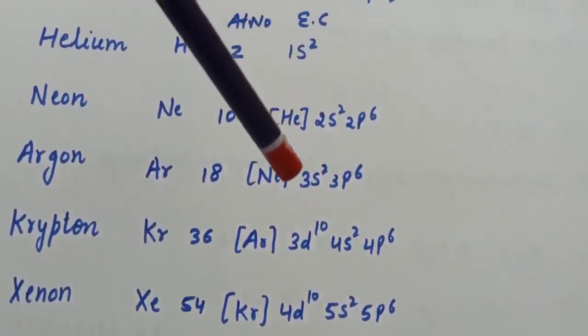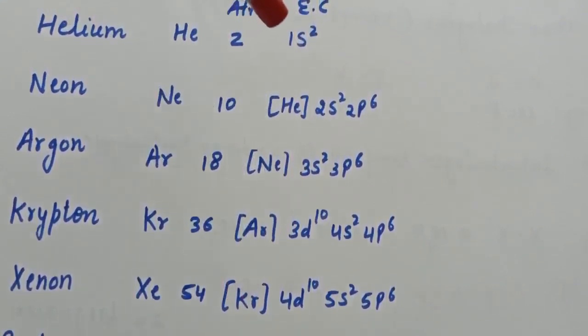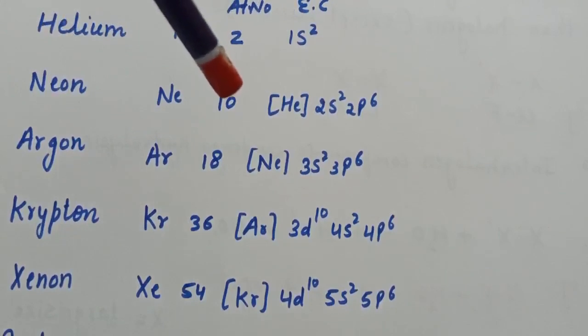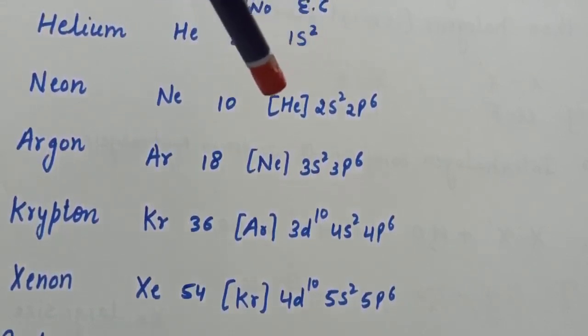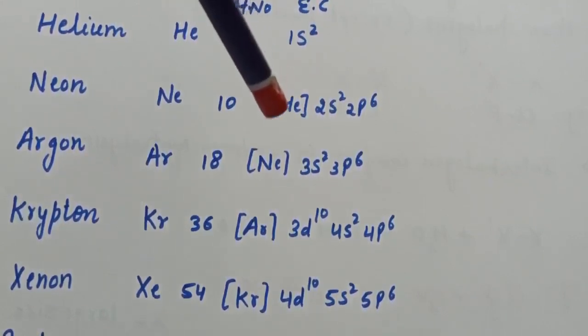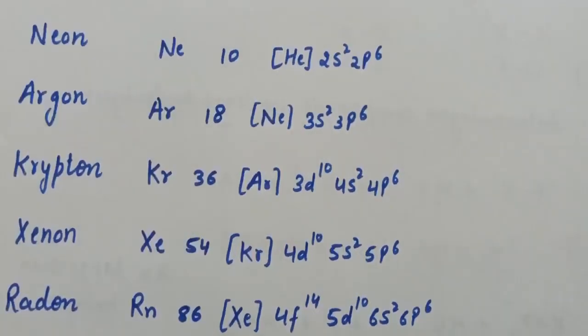Now these are the electronic configurations of group 18 elements. First we have helium. So the electronic configuration is 1s2. Second, for neon the atomic number is 10. So the configuration is 1s2, 2s2, 2p6. And 1s2 we can write as [He]. So these are the electronic configurations in terms of noble gases.